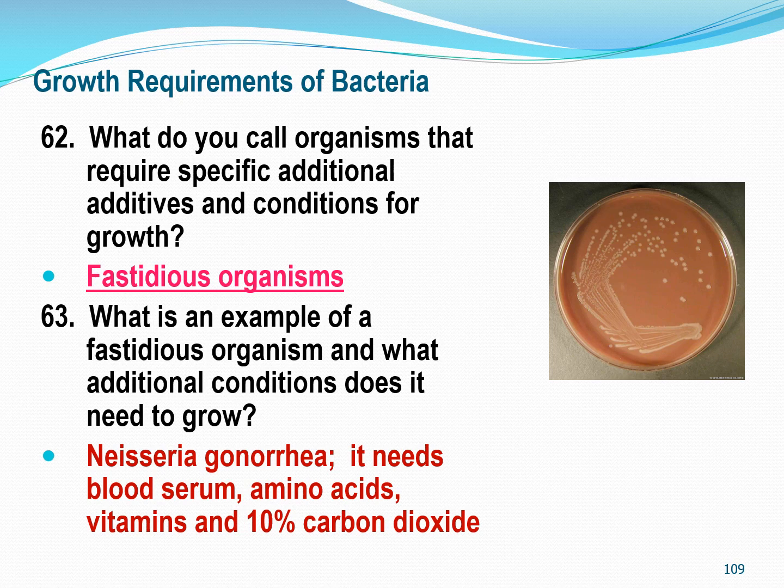So what do you call organisms that require specific additional additives and conditions for growth? Fastidious organisms, right? Fastidious organisms. So what is an example of a fastidious organism, and what additional conditions does it need to grow? So Neisseria gonorrhoeae is an example. It needs blood serum, amino acids, vitamins, and it needs that 10% carbon dioxide.